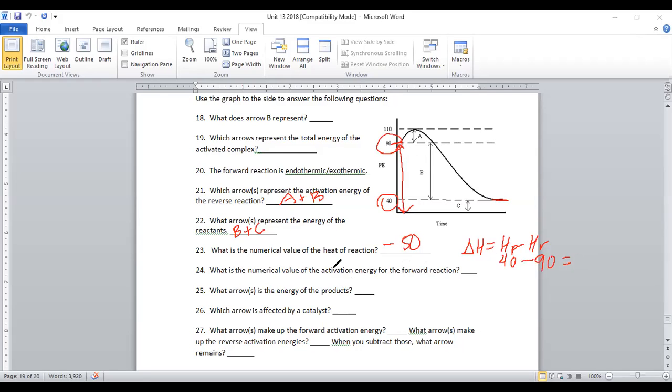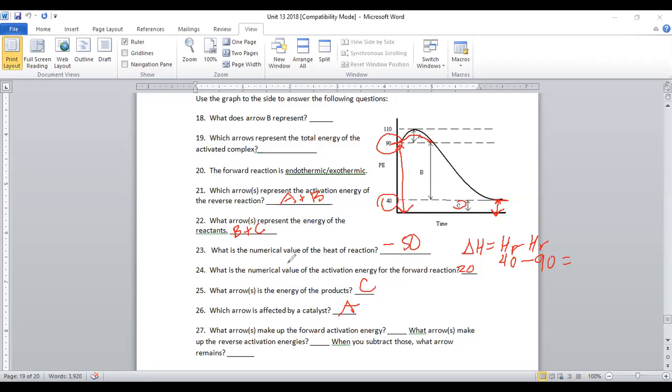24, what is the numerical value of the activation energy? So letter A is activation energy. So you start at 90 and you need to get to 110 for the reaction to begin. So that is 20. What is the arrow of the energy of the product? Right here. So that is the same as C. What arrow is affected by a catalyst? Catalyst comes in and lowers the hill, so you can see it just cuts that letter A.